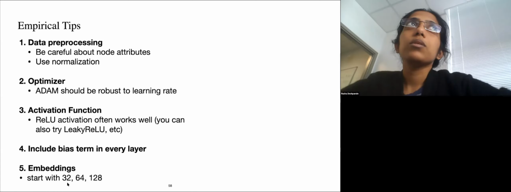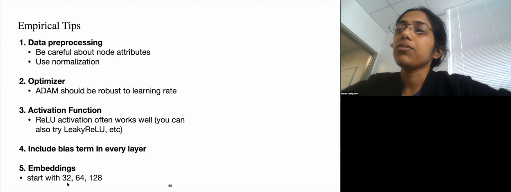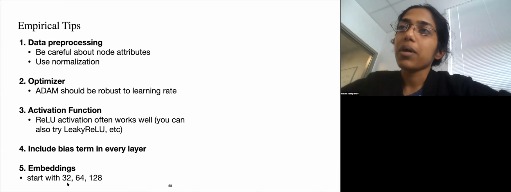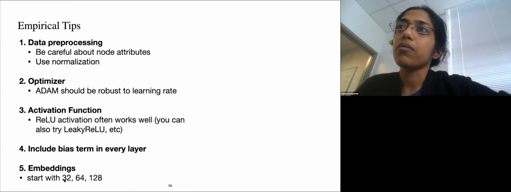Is it possible for different vertices to have different dimensionality? Is it possible what? Sorry. For different vertices to have different dimensionality, or would the number of dimensions have to be constant for all vertices?